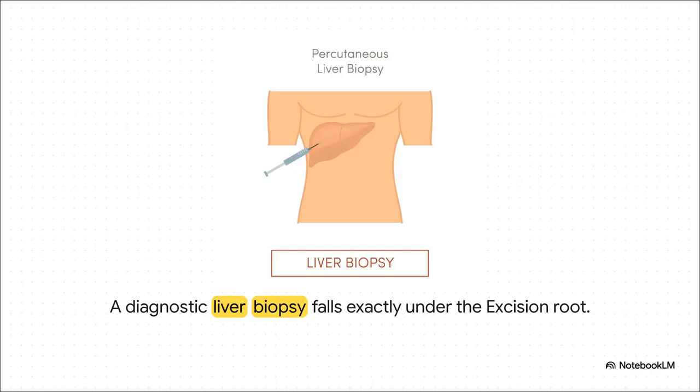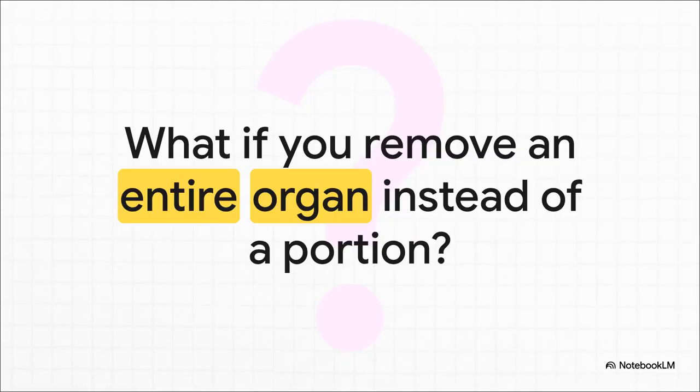Now here's what's really fascinating. A doctor might scribble down liver biopsy, but the coding system doesn't care about common medical jargon. It looks at the actual intent and physical reality. Since a diagnostic liver biopsy involves removing a small portion of tissue, in the coding world, that falls squarely under the excision root operation. But that begs a pretty big question, right? If excision is strictly just a piece of a body part, how does the system categorize taking out an entire organ? And why does that clinical distinction matter so much?